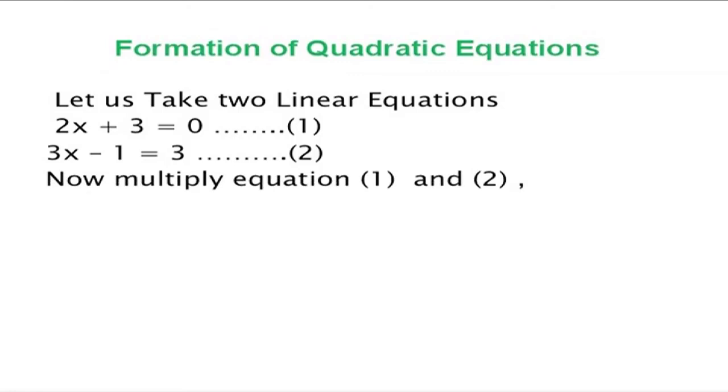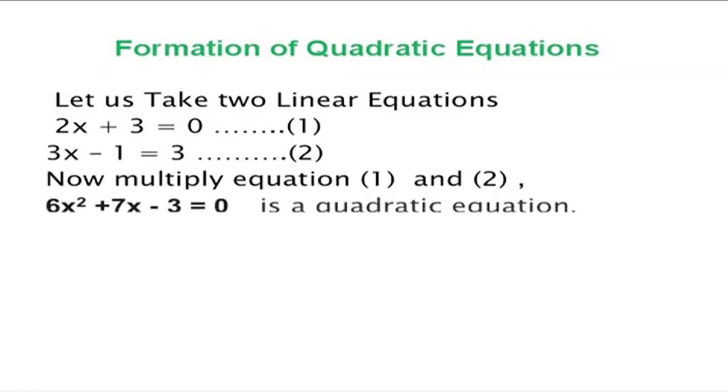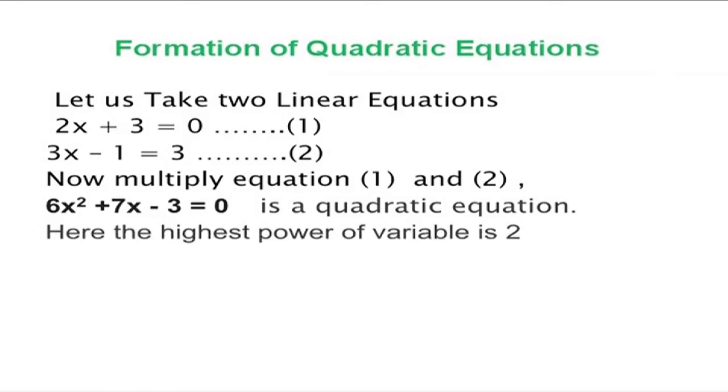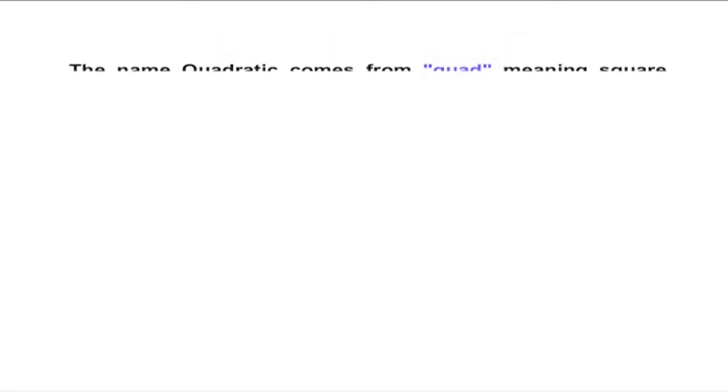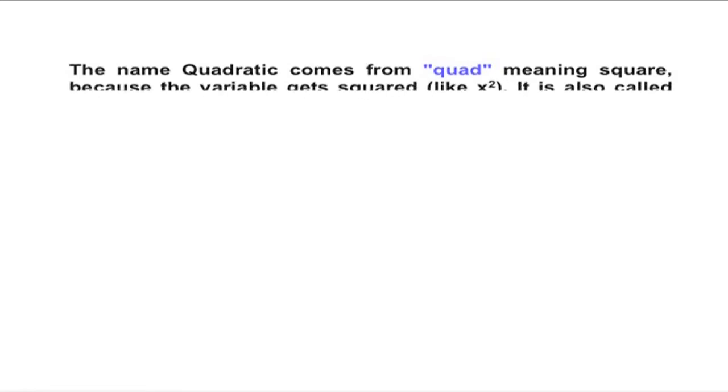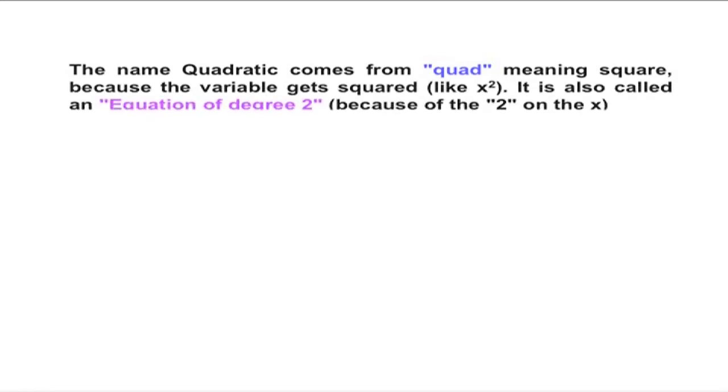Now multiply equations 1 and 2, and you will find 6x square plus 7x minus 3 equal to 0 is a quadratic equation. It is a quadratic equation because here the highest power of the variable is 2. The name quadratic comes from quadra, meaning square, because the variable gets squared, like x square. It is also called an equation of degree 2 because of the 2 on the variable x.